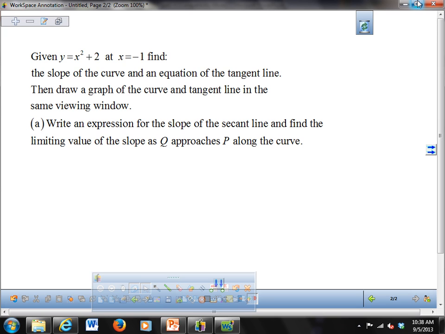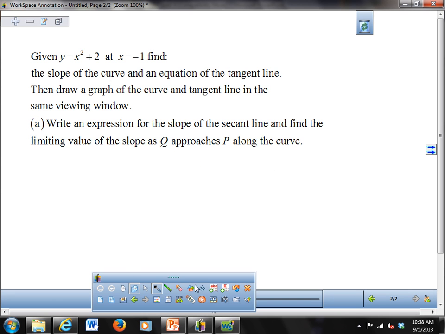I'm not going to do it with a cubic function that we just had, because when you do this with a cubic function, you have to cube x plus h, and the algebra becomes very cumbersome. You might be asked to do one in your homework, but I'm not going to do it now. I'm going to keep it simple. So I'm going to add to what they want you to do here: write an expression for the slope of the secant line and find the limiting value of the slope as q approaches p along the curve.